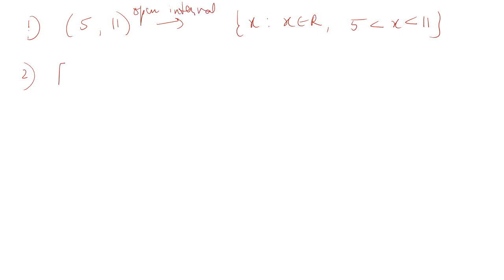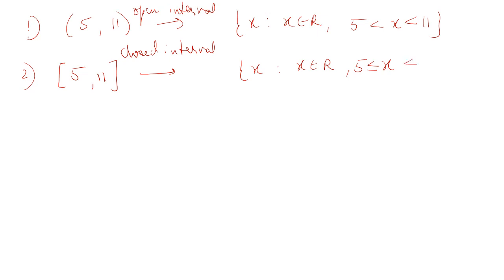Next one is [5,11], a closed interval. What is the meaning of closed interval? All the real numbers which belong to R, that is real numbers x, where x is greater than or equal to 5, including 5, and less than or equal to 11. So both 5 and 11 are included. We read it as x is greater than or equal to 5 and less than or equal to 11.